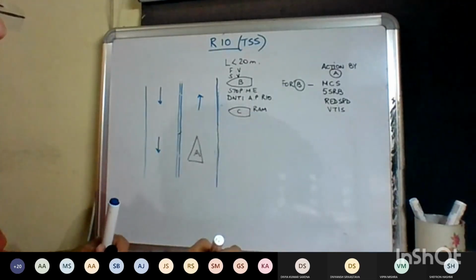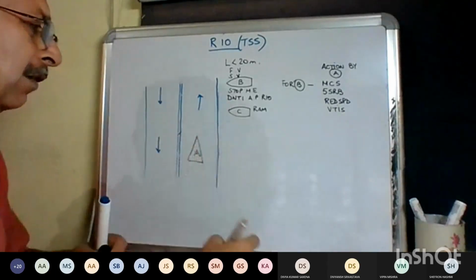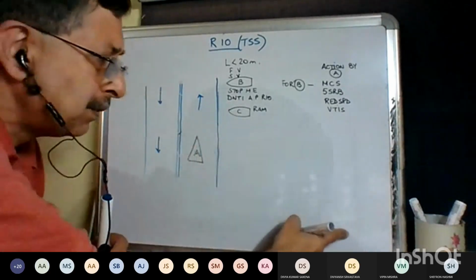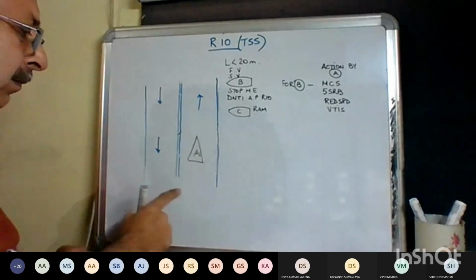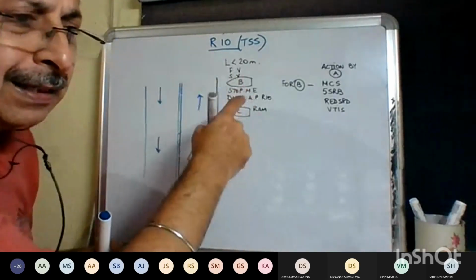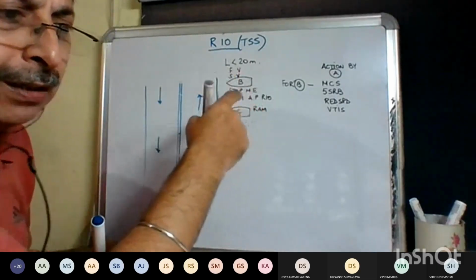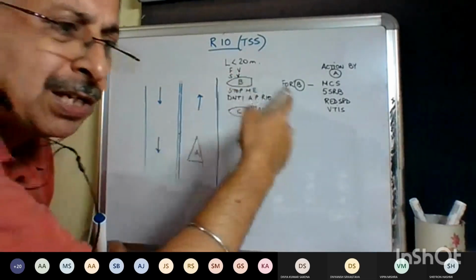Then who will take action? Sir, Alpha. Alpha, absolutely right. Alpha will take action. But she is a normal RAM other than that. That means she is in mine clearance or she is towing, such that she is a RAM.